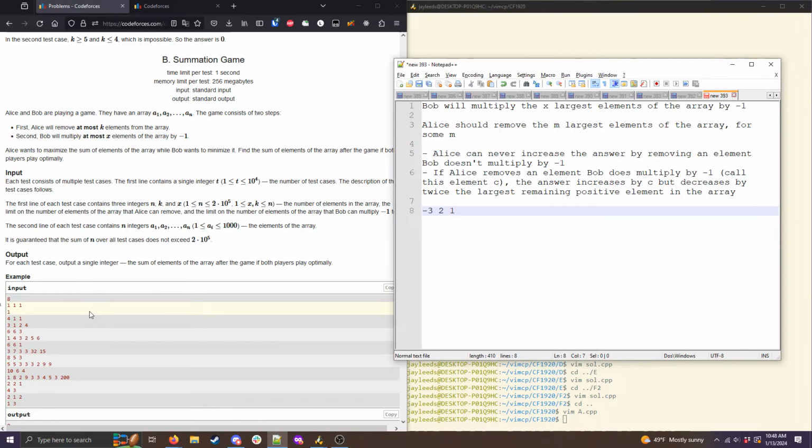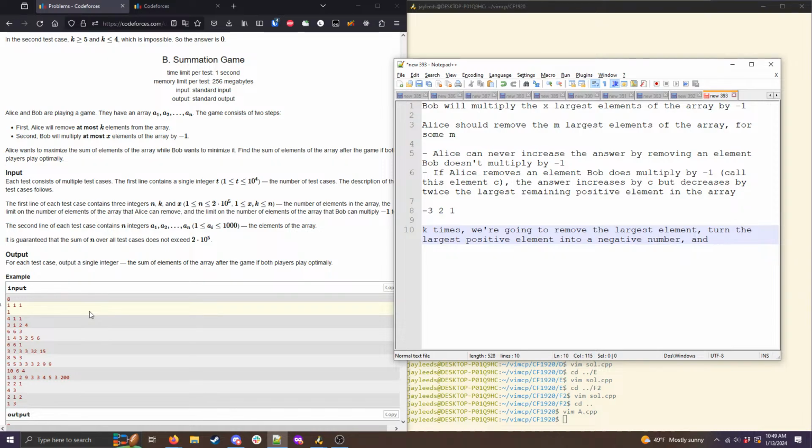But it doesn't prove that there isn't some subtle strategy she could use where she does some deletions that aren't the largest element, and they combine to give a better result than deleting the largest element would. So that's where there are some details to fill in, but proving it formally can be done with a little bit more time. That said, it's not obvious how many of the largest elements Alice should remove, so we're just going to iterate over all of them. So k times we're going to remove the largest element, turn the largest positive element into a negative number, and we're going to take the best result out of all of these options.